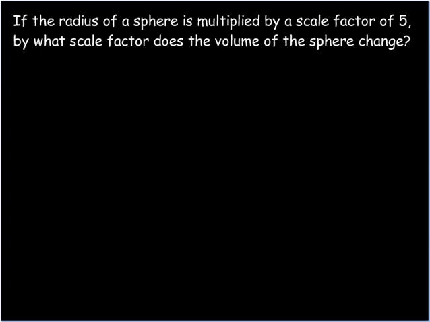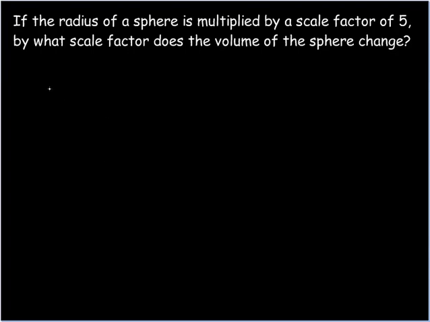So this is where Miss Poor gets to do some writing. It says, if the radius of a sphere is multiplied by a scale factor of 5, by what scale factor does the volume of the sphere change? Well, you say, well, duh, Miss Poor, it says it's a scale factor of 5, so that's how much it's going to change. But you've got to remember that scale factor for volume is cubed.